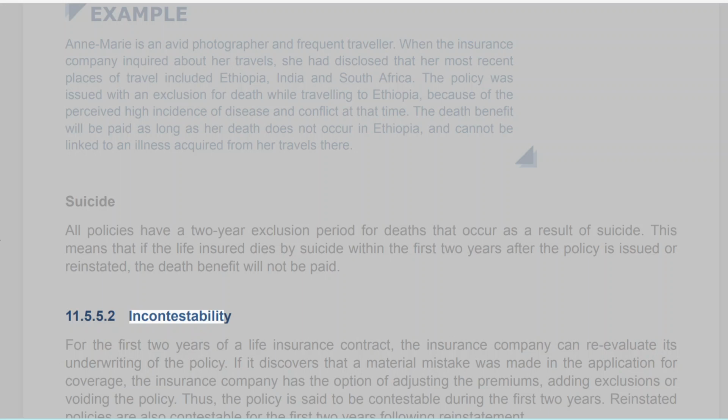11.5.5.2 Incontestability. For the first 2 years of a life insurance contract, the insurance company can reevaluate its underwriting of the policy. If it discovers that a material mistake was made in the application for coverage, the insurance company has the option of adjusting the premiums, adding exclusions, or voiding the policy. Thus, the policy is said to be contestable during the first 2 years.